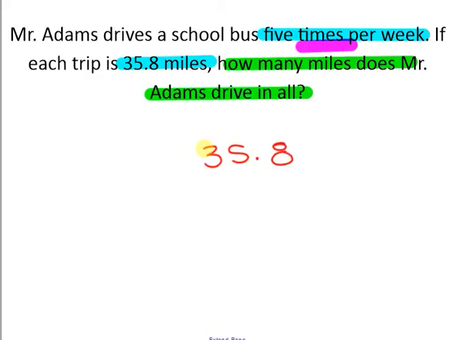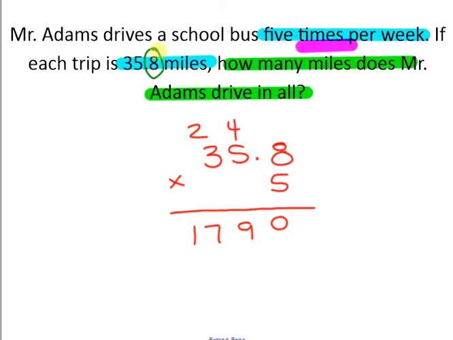35.8 times 5. So 8 times 5 is 40. 5 times 5 is 25, plus 4 is 29. 5 times 3 is 15, plus 2 is 17. Now, where's my decimal point? How many decimals or how many spots are after the decimal in the original problem? There's 1 here, and there's no other ones. So I'm going to start here and move over 1. So he drives 179 miles each week.